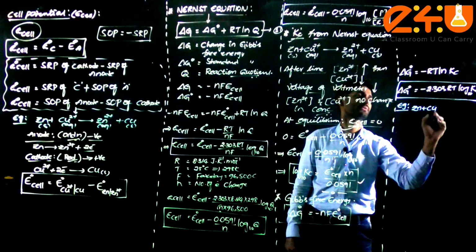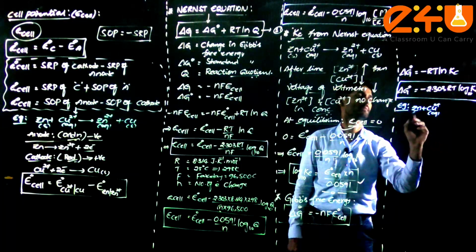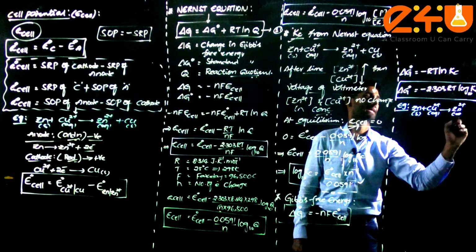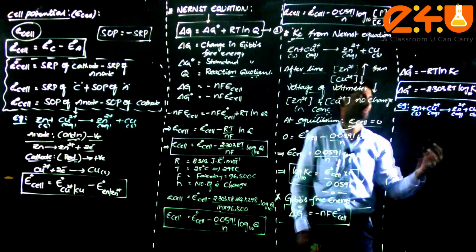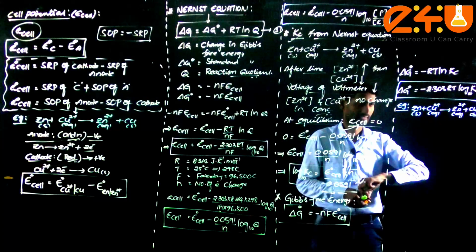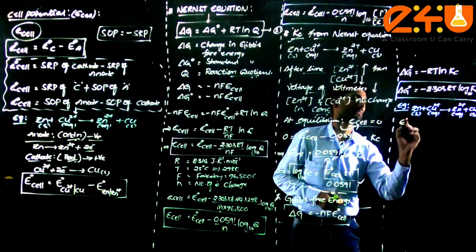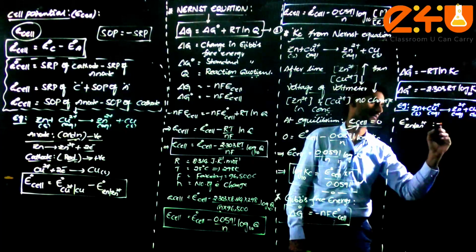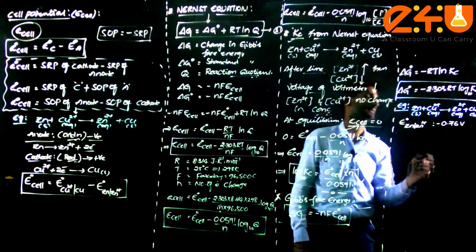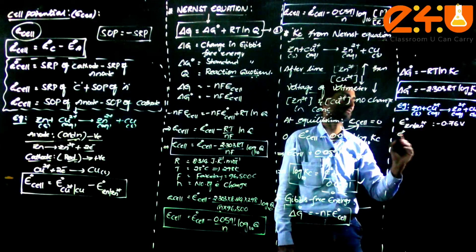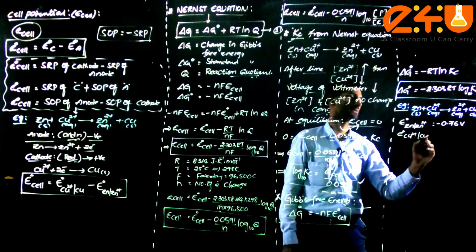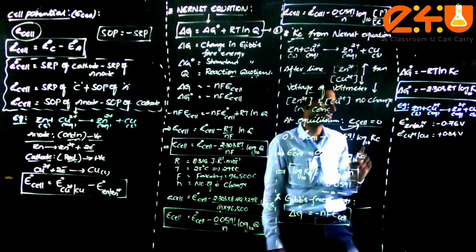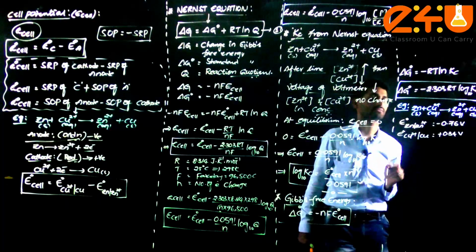Zn plus Cu2+, where Cu2+ is aqueous and Zn is solid, gives rise to Zn2+ aqueous plus Cu. Now the standard reduction potential of Zn2+ is minus 0.76 volt. Next, E° of Cu2+ to Cu is plus 0.34 volt. This is the reduction potential value for zinc as well as copper.